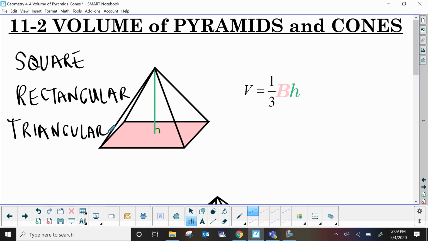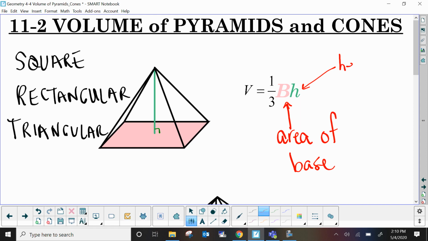Now the formula for finding the volume is very similar to the volume of prisms and cylinders, except it's now just 1/3 capital B H. And again, this capital B represents the area of the base. Remember that will change depending on the shape of the base. And then the height of the pyramid.